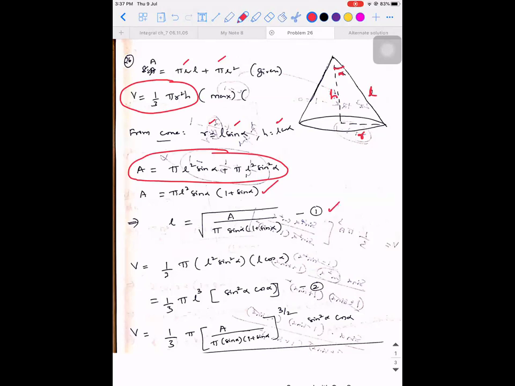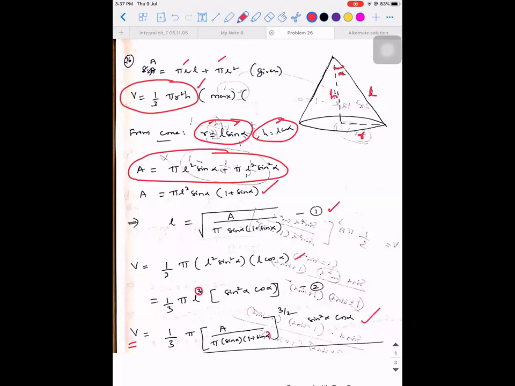Then what we did is, see, volume is equal to 1 by 3 pi r square. r square is l square sine square alpha, into h which is l cos alpha. So then we get l cube into sine square alpha into cos alpha. When I substitute the value of l, it is A by pi sine alpha into 1 plus sine alpha, the whole power half raised to the power 3. So it becomes 3 by 2 into sine square alpha cos square alpha. Right? So this also we did on the other day.